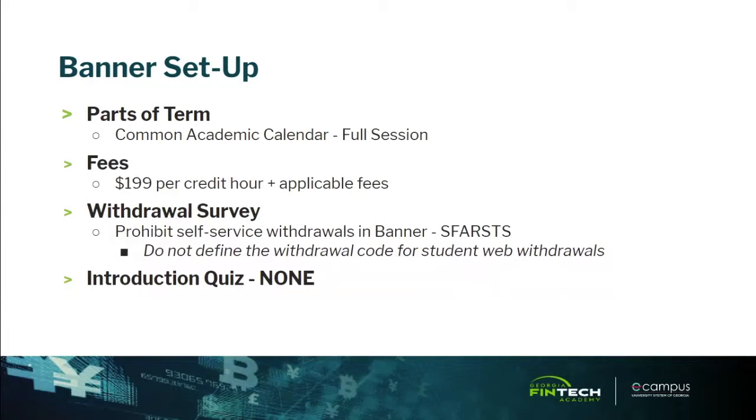And some of those decisions will depend on how you have your parts of term set up and what they affect on your campus. So listed there, that $199 per credit hour, the tuition rate, it really makes a difference on how you process your tuition on campus. If your tuition is at all tied to a part of term, that's one thing to keep in mind when you're selecting which part of term to use for these courses.